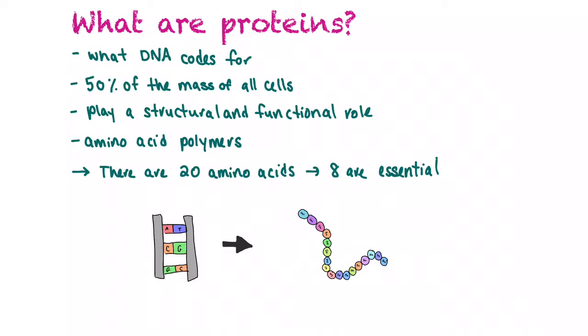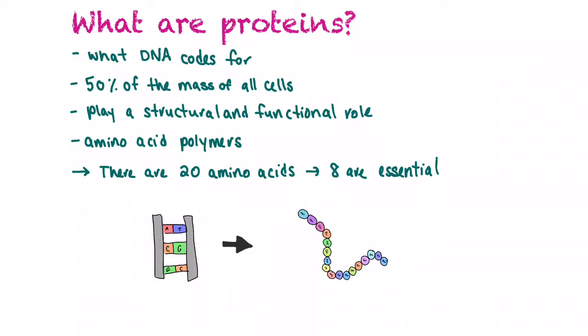So first of all, proteins are what DNA codes for. The purpose for DNA is to carry all the instructions for building all the proteins within our body and within each cell. Proteins make up 50% of the mass of all of our cells, and they have both a structural and a functional role. So some proteins have a structural role, like keratin makes up our fingernails and our hair.